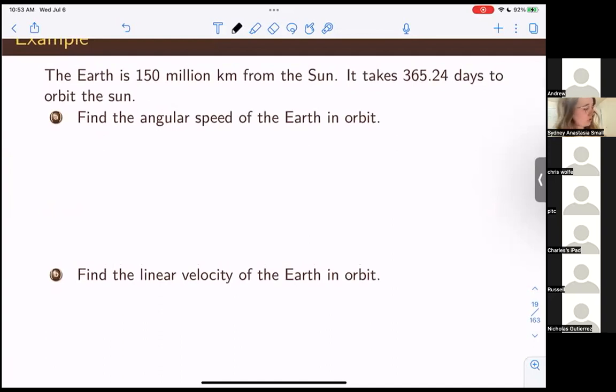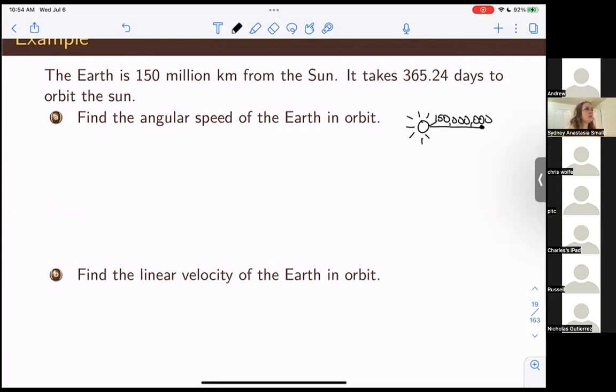Okay, so just to draw a picture real quick, because I think pictures are always helpful. It's really helpful to see what's going on sometimes. Here's the sun, here's the Earth. We know that this is 150 million kilometers. It's a lot of kilometers.